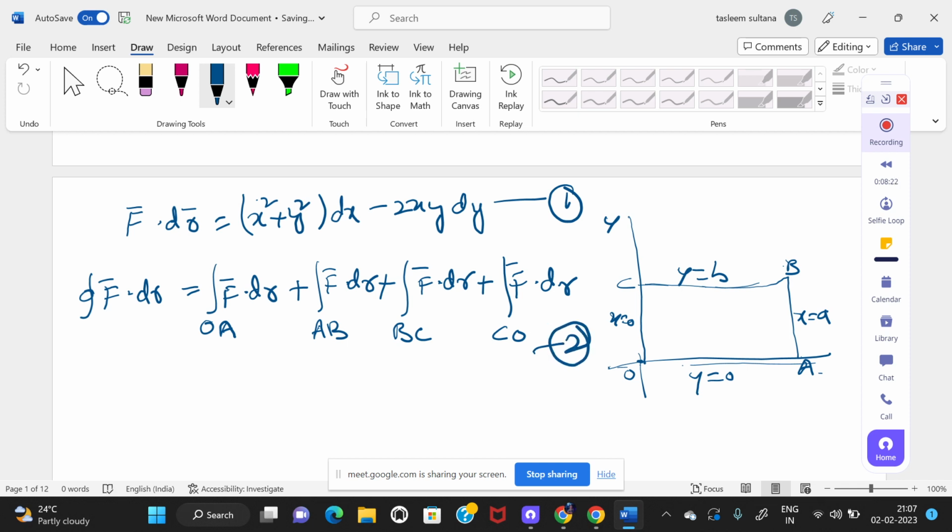Now we need the line integration over all 4 lines. When you do this completely, that will give you the complete work done for your F vector into dr vector. When you are moving from 0 to A, what is your y value equal to?